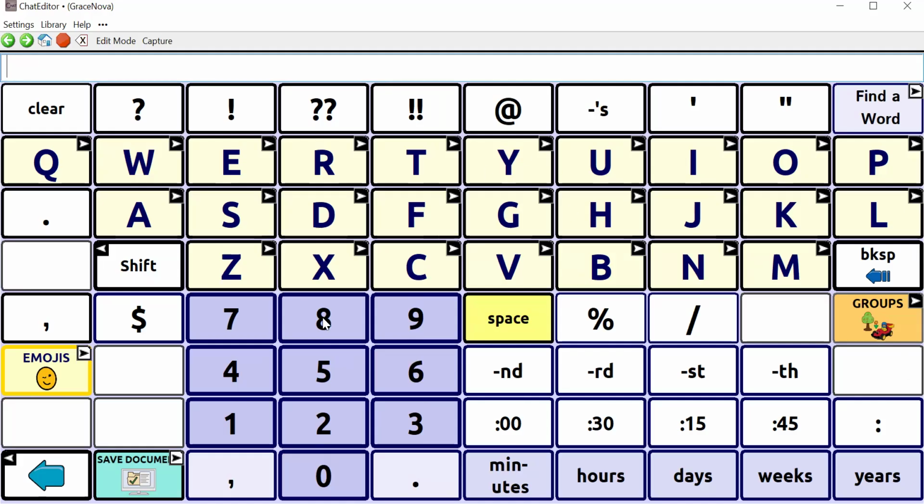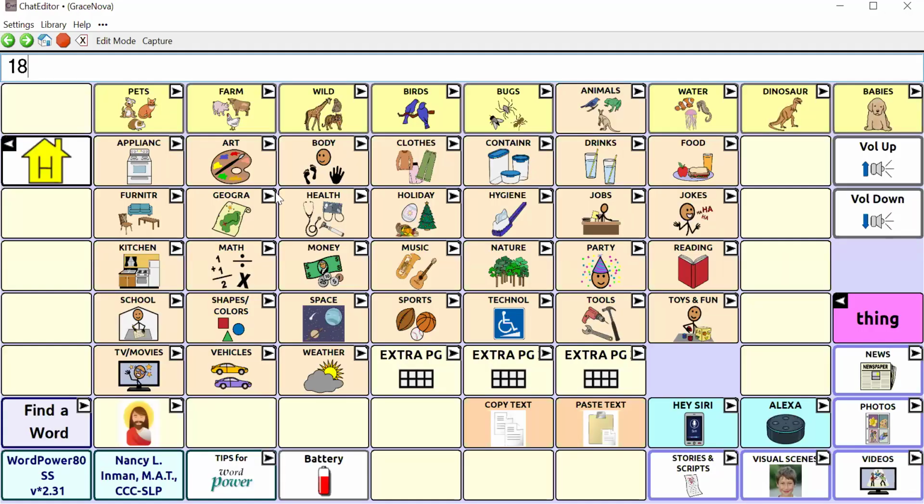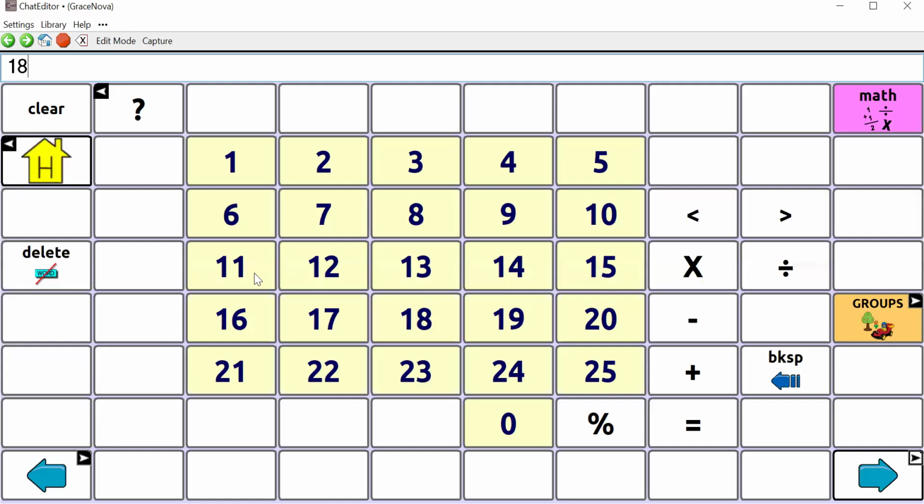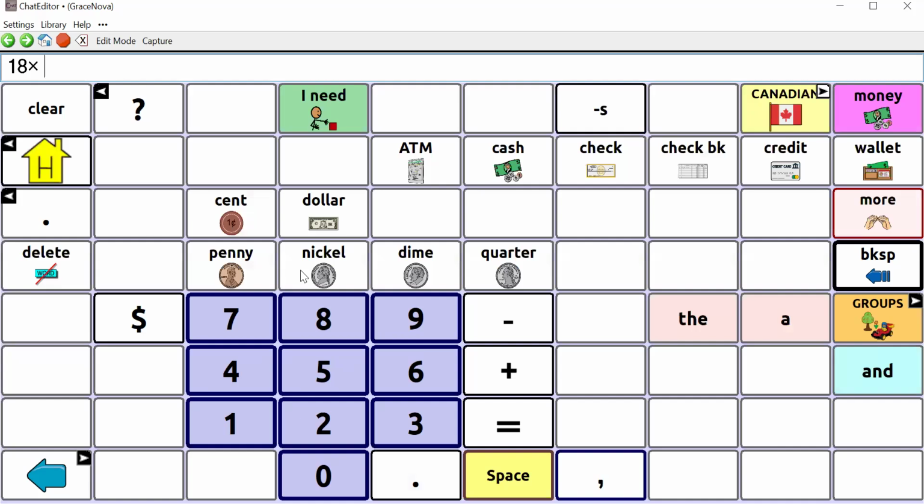And it didn't even say it out loud. Okay. 18 times. See, now you're going back and forth between here and here. And then let me see what we can do with the money page. Maybe we do it better here. 18, and there's no times.